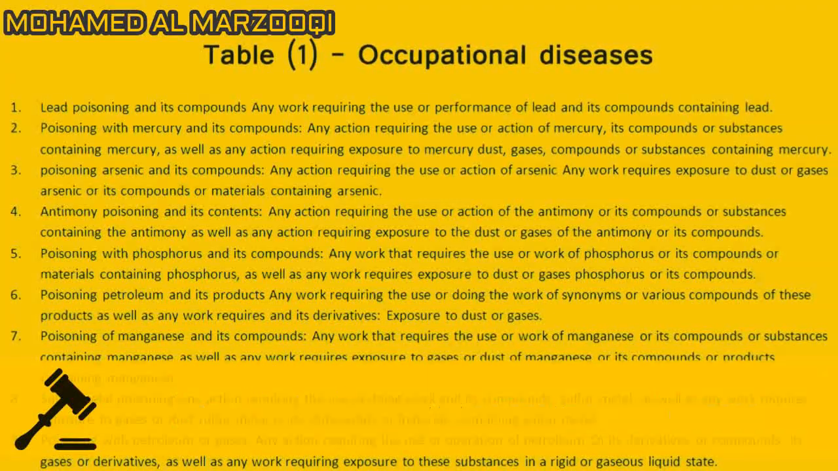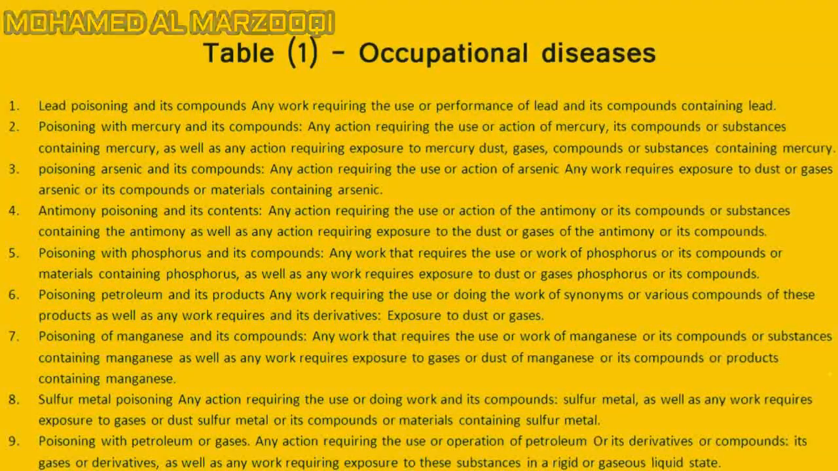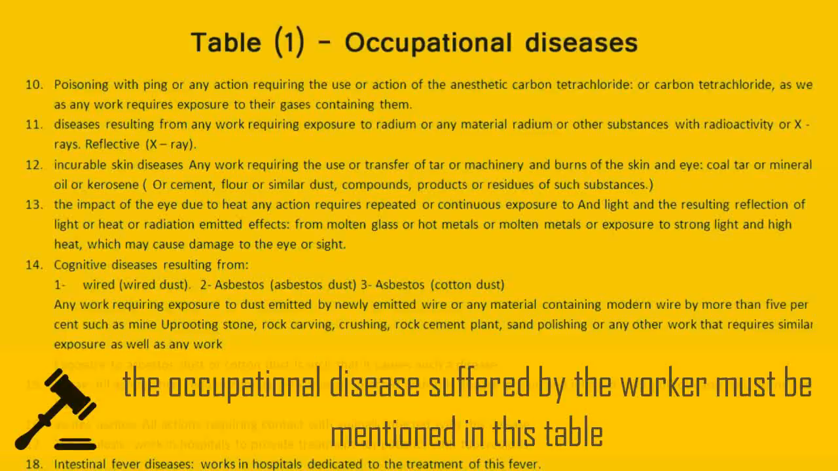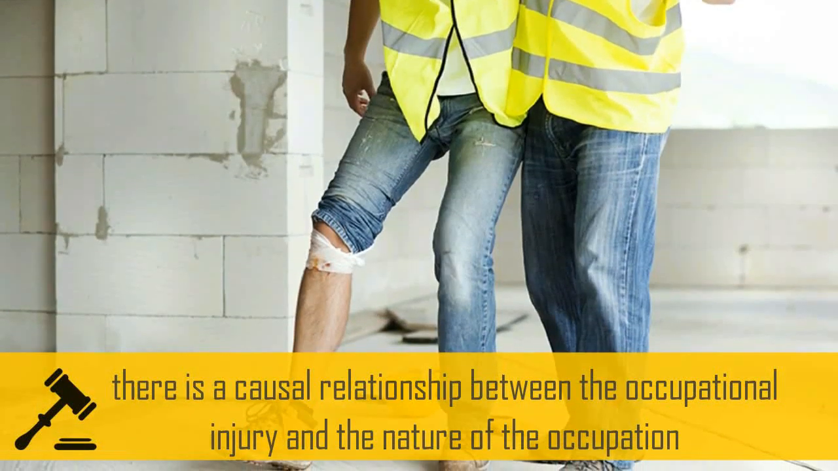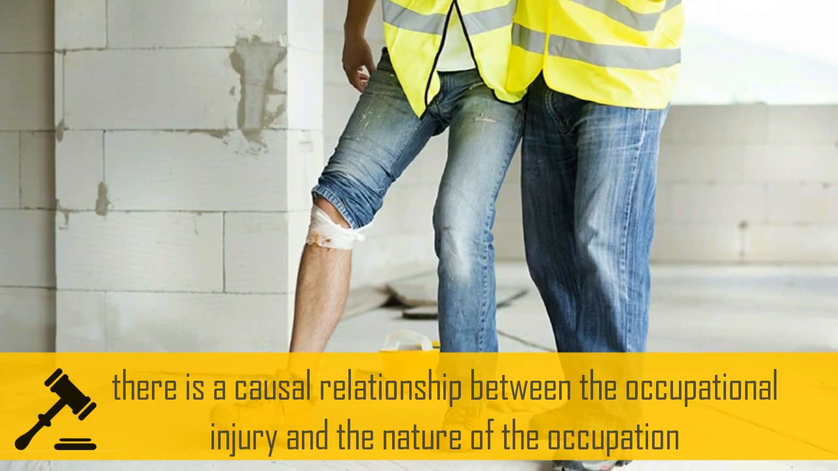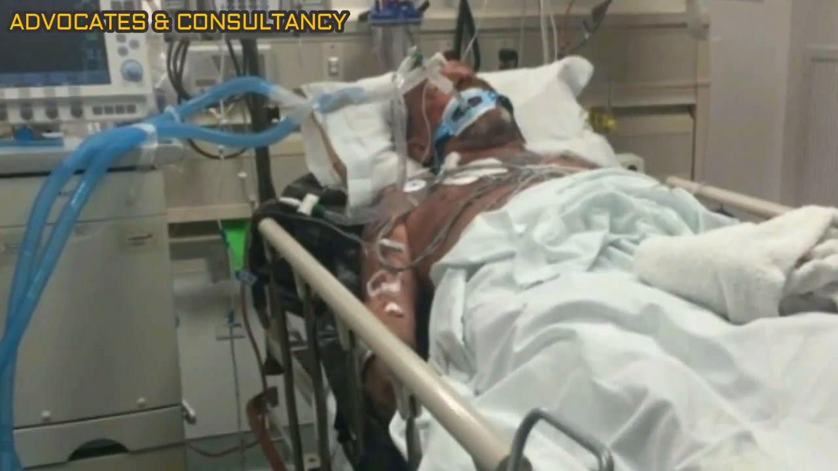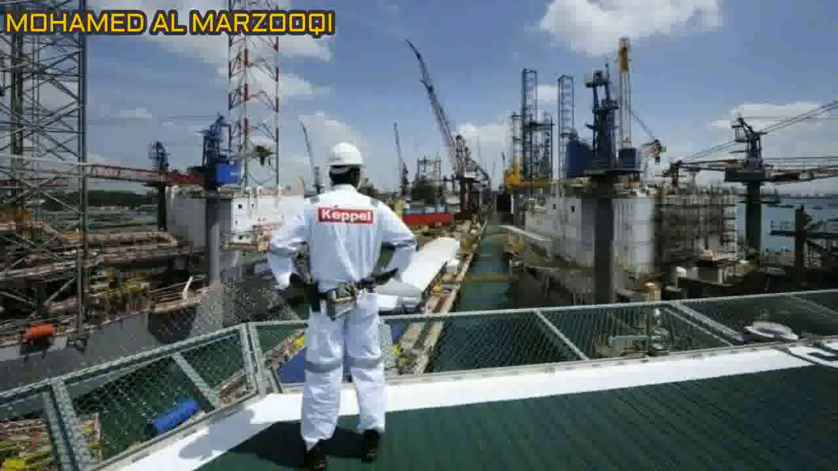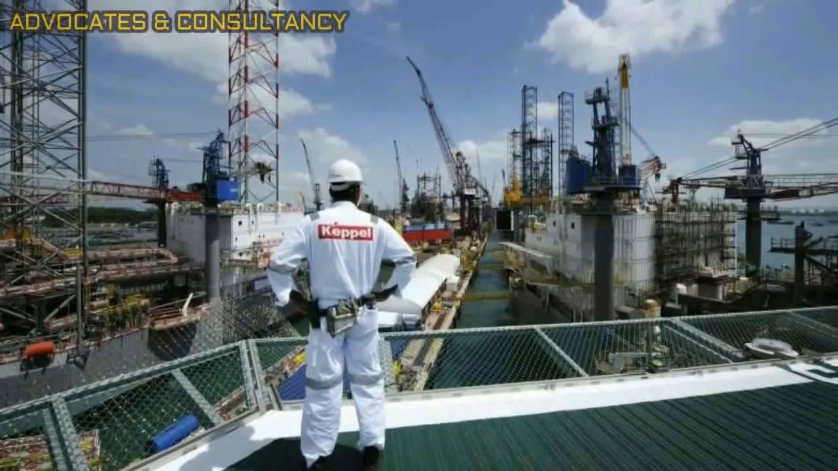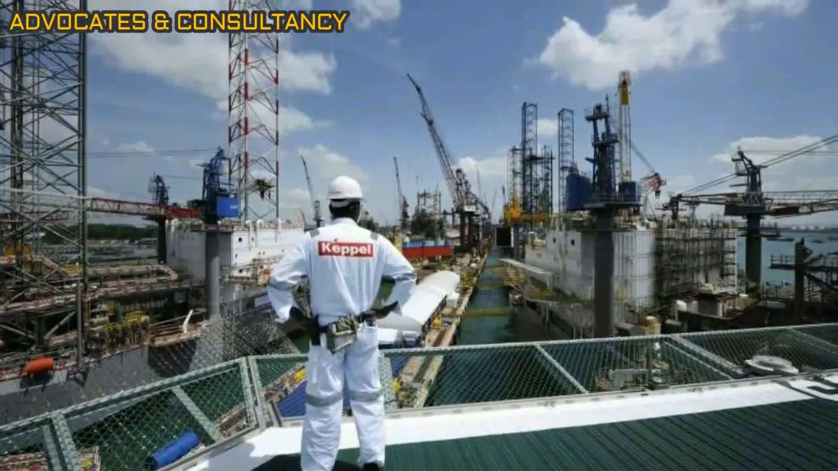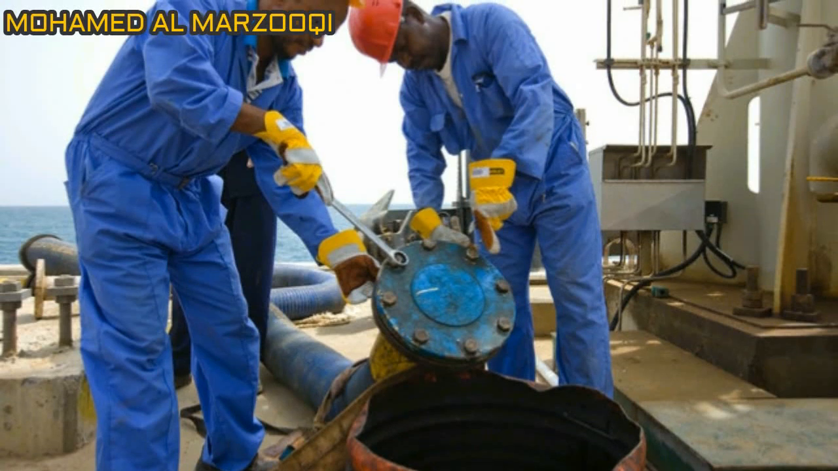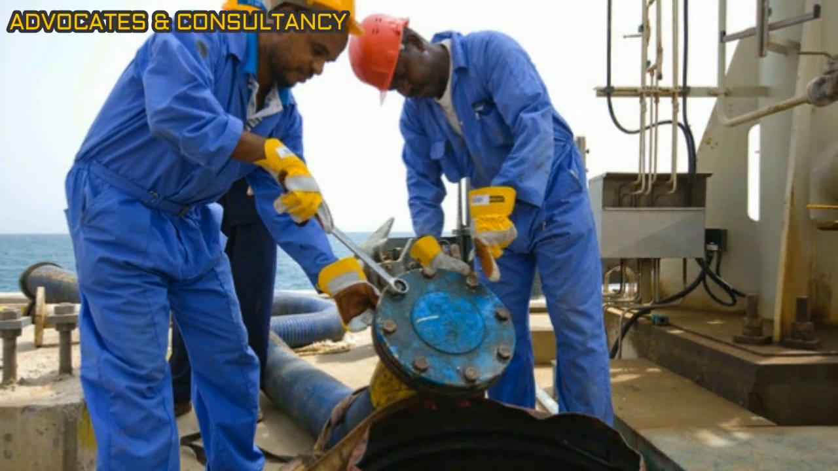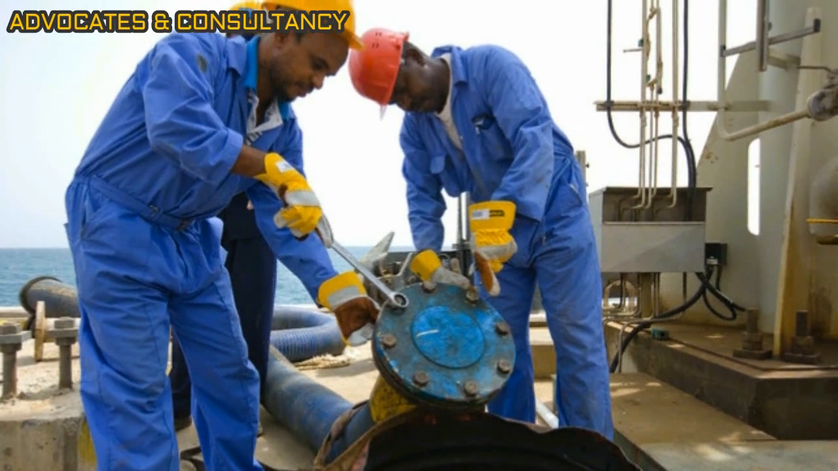The diseases are listed in Table 1 attached to the Labour Law. In order to be considered an occupational injury, the occupational disease suffered by the worker must be mentioned in this table, in addition to another condition that there is a relation between the occupational injury and the nature of the occupation. So if the worker is poisoned with petroleum products, which is an occupational disease listed in the table, and the worker has been exposed to the poisoning while working in the petroleum treatment plant, there is a causal relationship between the occupational disease that the worker suffered and the nature of the profession that he practices, and therefore they have certainly suffered an occupational injury because the two mentioned conditions are fulfilled.